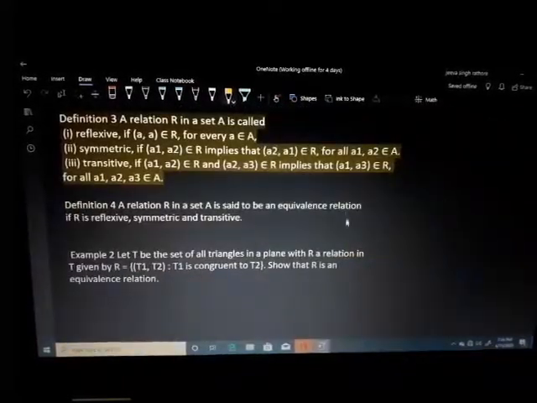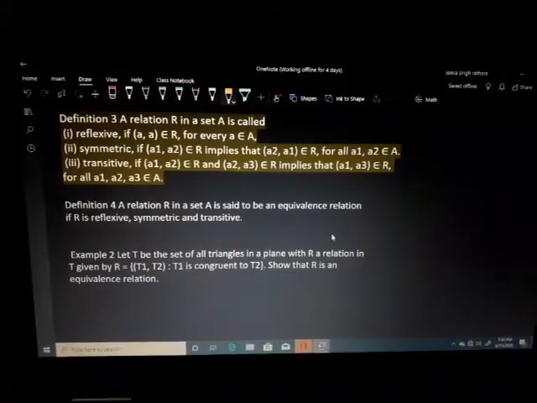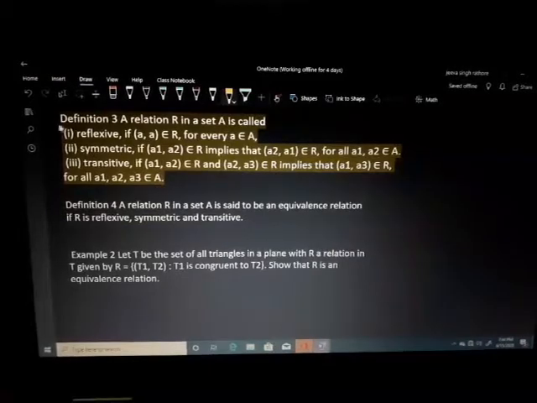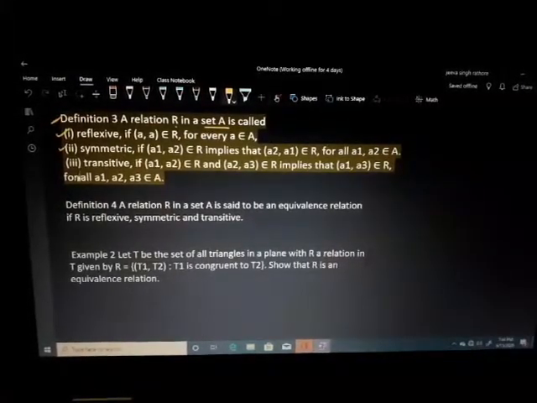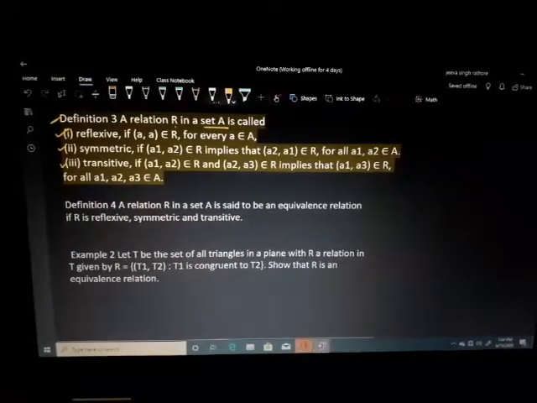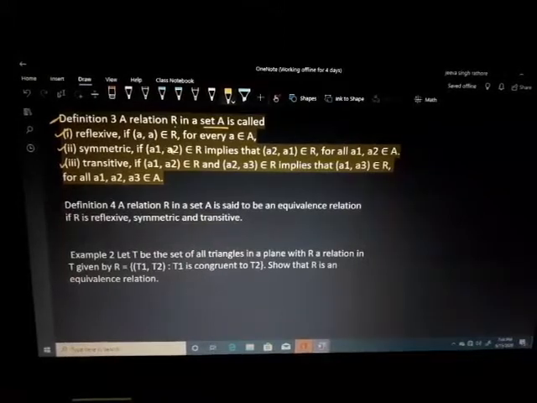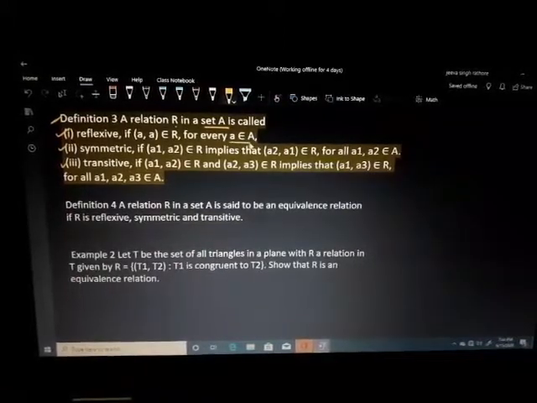Next, I am going to discuss the types of relations. There are different types of relations possible. I am writing the definition given in NCERT. A relation R in set A is called a reflexive relation, symmetric relation or transitive relation. It is called a reflexive relation if (A, A) belongs to R for every A belongs to A.